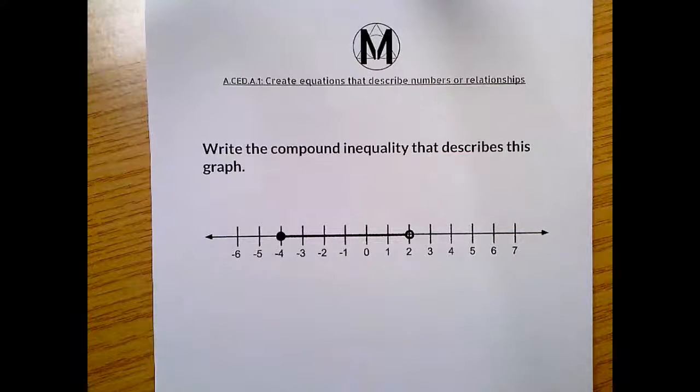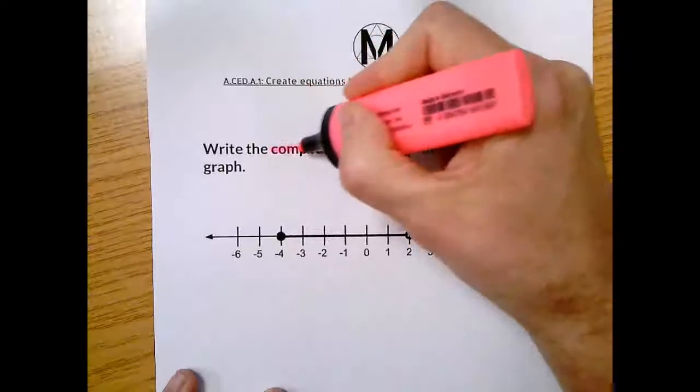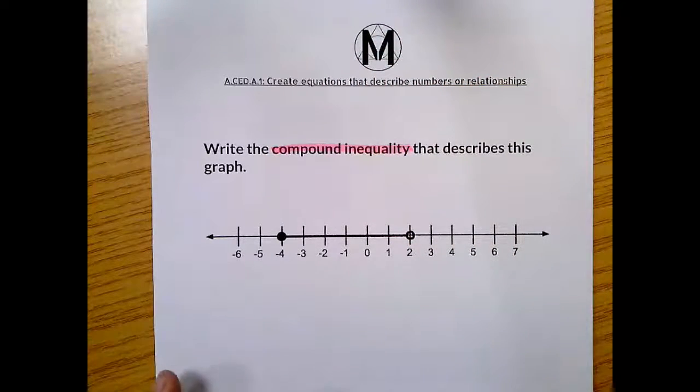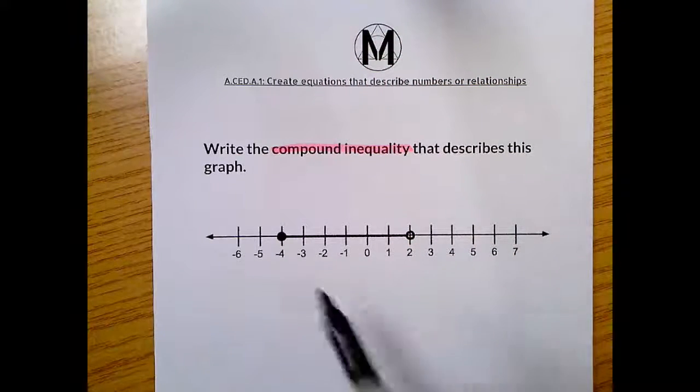Right here it says write the compound inequality that describes this graph. So we're being asked to write a compound inequality. Okay, that's an inequality with two sides to it, two restraints or two constraints.